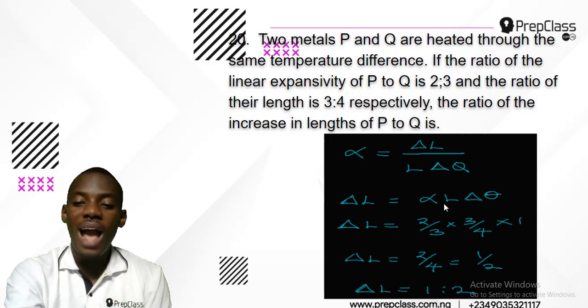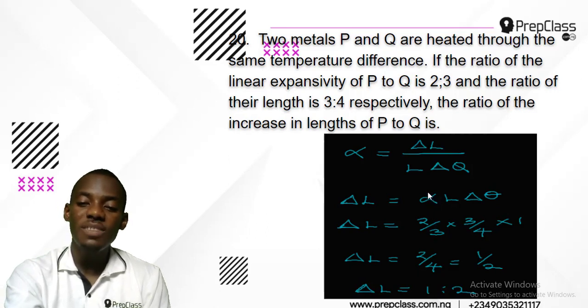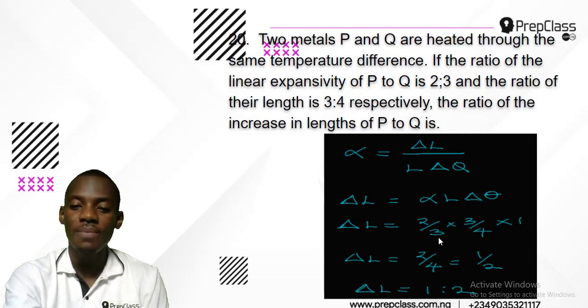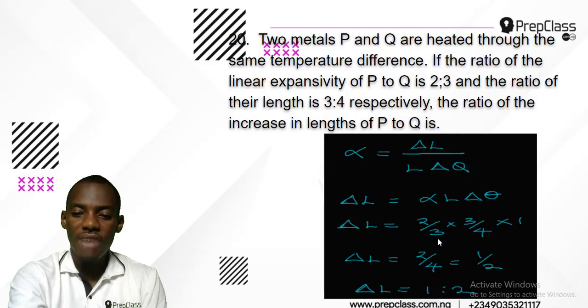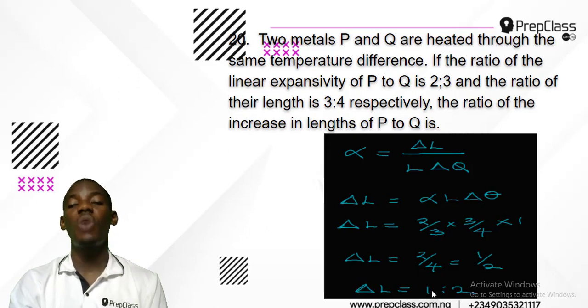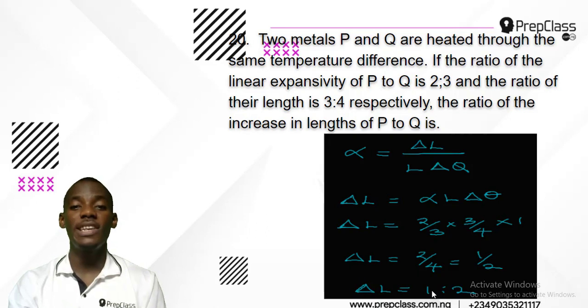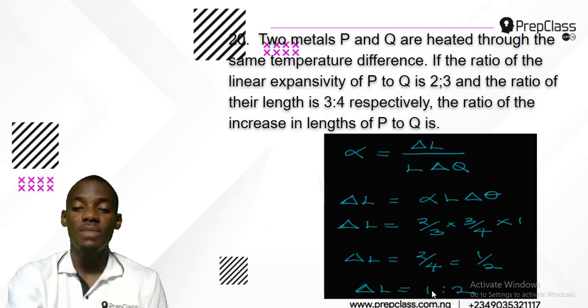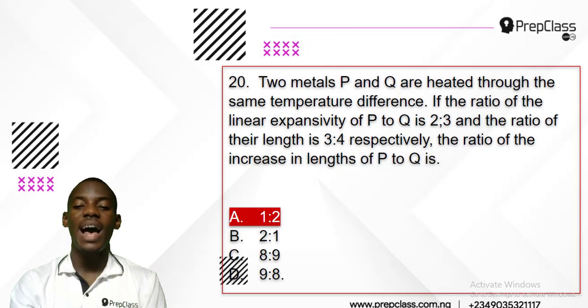So I'll focus on the ratio for linear expansivity, which is 2:3, that's 2/3. Then the ratio for length is 3:4, which is 3/4. So multiplying the two of them, the 3 cancels 3, and that will give me 2/4, and that is my change in length. If you break it down, that will give you 1/2, and that will give you 1:2, and that is the answer for the increase in length ratio. So the ratio is 1/2, or in ratio form 1:2, and that is the answer for number 20. And that brings us to A as the correct answer.